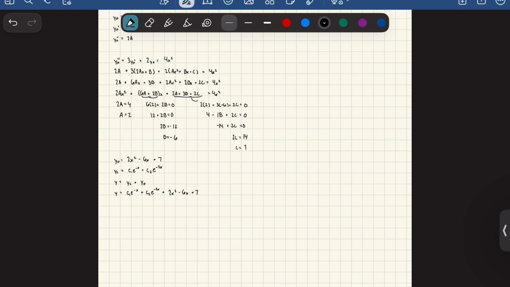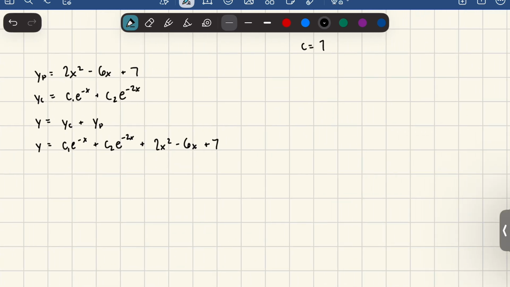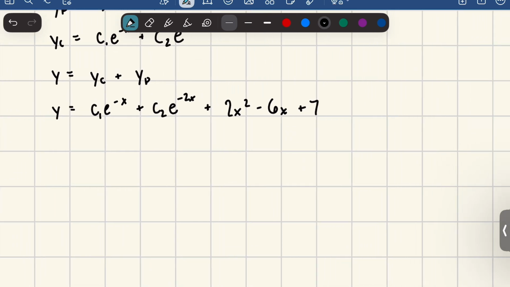Okay, now I need... I have that. Wow, I'm just gonna need the derivative, aren't I? Yeah, because I have initial conditions. So I'm gonna find the derivative first. So negative c1 e to the negative x minus 2c2 e to the negative 2x plus 4x minus 6. Okay.